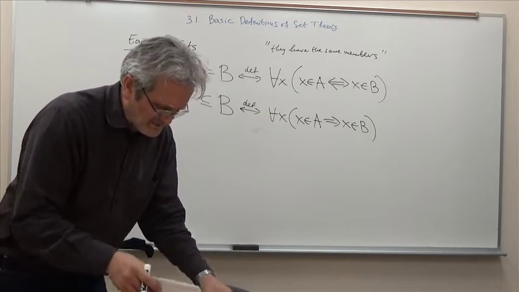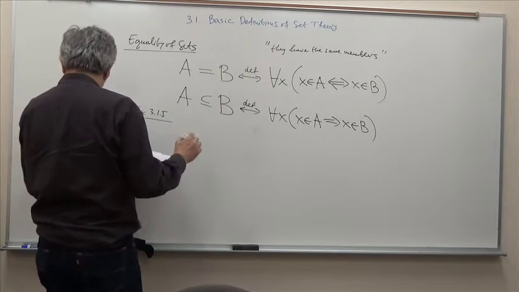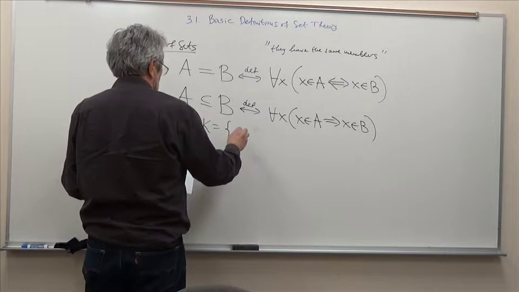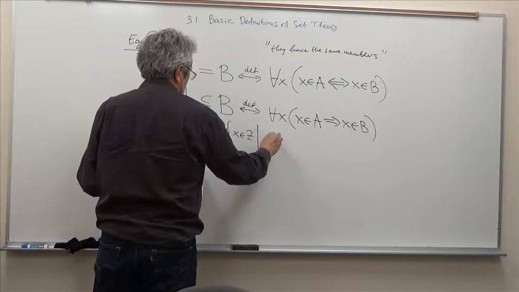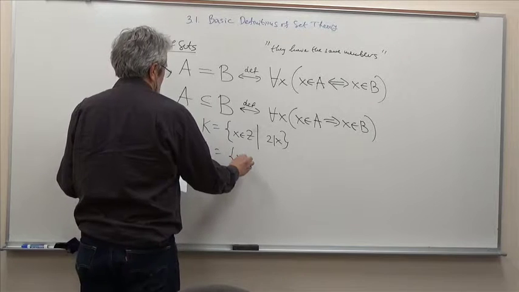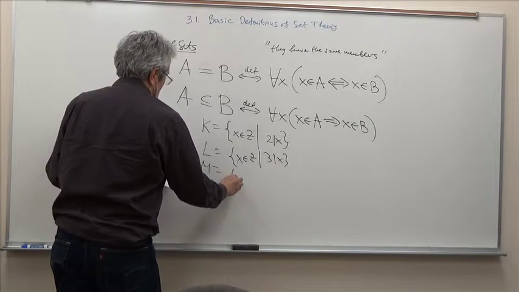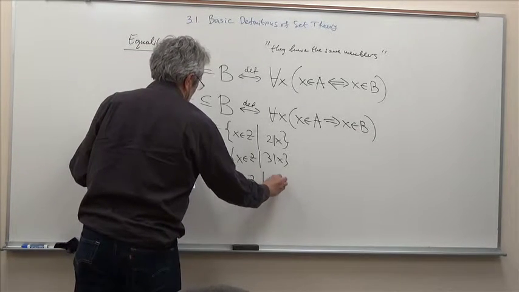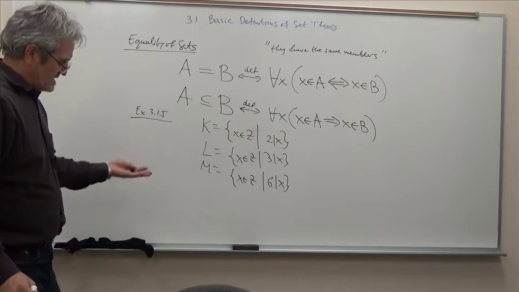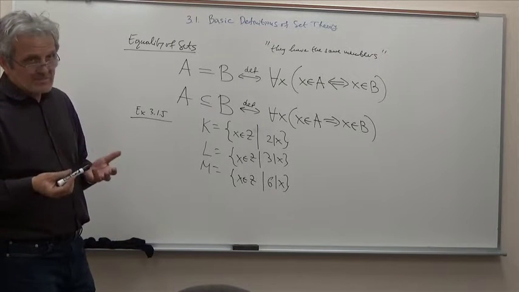But here's one nice example to illustrate all of this. So this is example 3.15. And a variation of this example very often shows up on the exams. So K is the set of all x's from Z such that 2 divides x. K is actually the set of all even numbers. L is the set of all x from Z such that 3 divides x. And then M is the set of all x from Z such that 6 divides x. So the question is, what can we say about the way these sets are related? Can we say that some of them are equal, or some of them are subsets of one another, and so on?